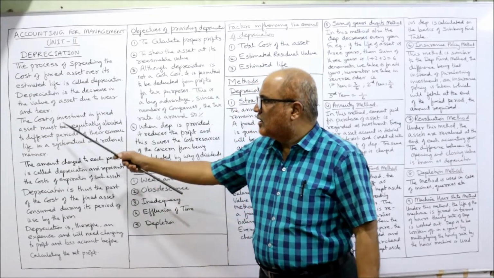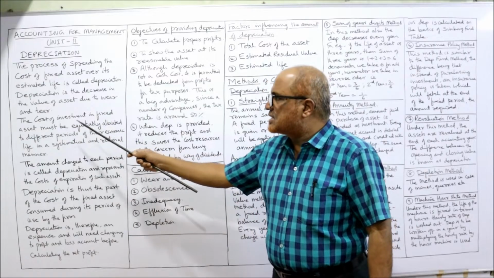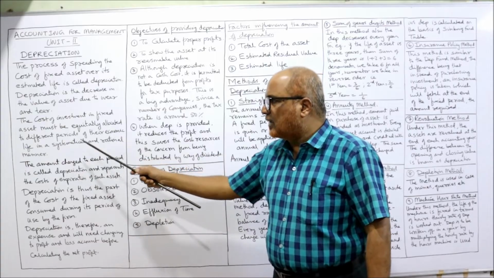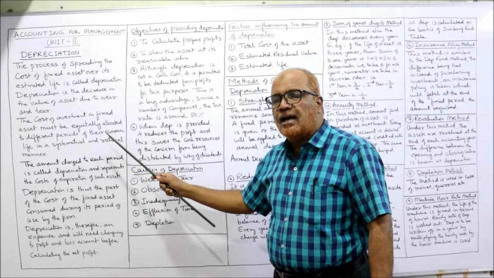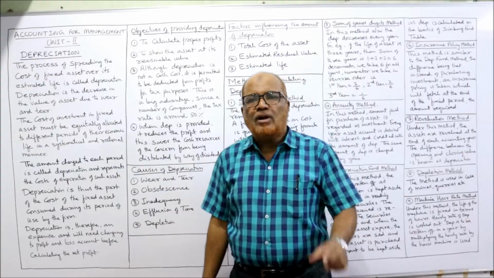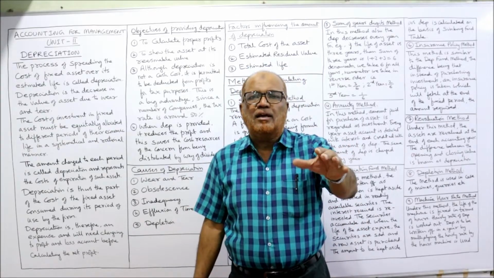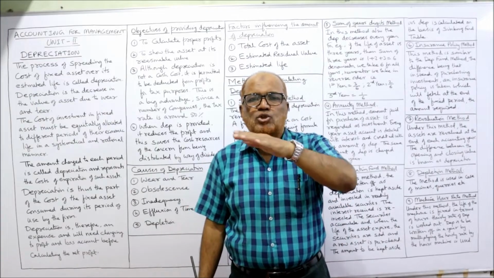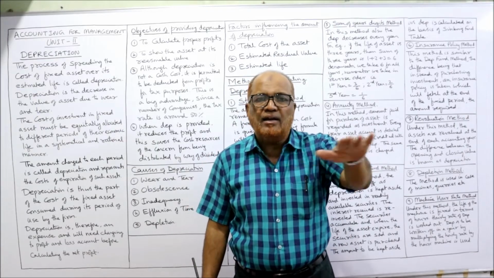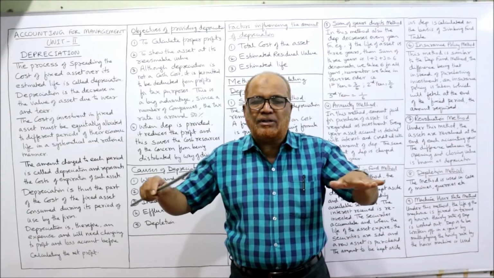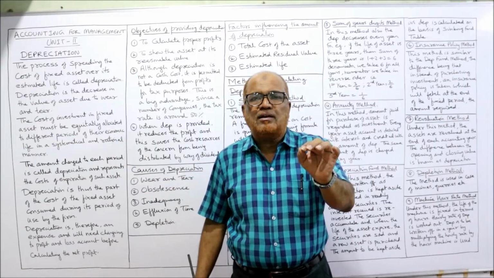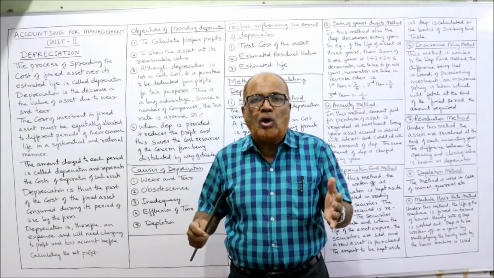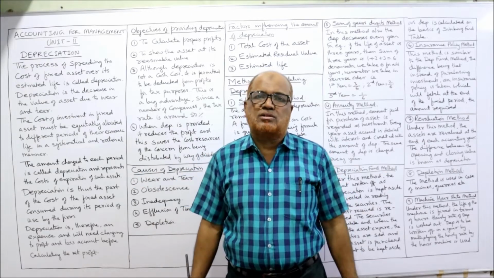That is called depreciation. The cost of investment in a fixed asset must be equitably allocated to different periods of its economic life in a systematic and rational manner. Whatever cost we have incurred in purchasing the fixed asset, that cost should be spread, divided over the estimated life of the asset in a systematic and rational manner. Not arbitrarily. There should be some logic in spreading the cost.